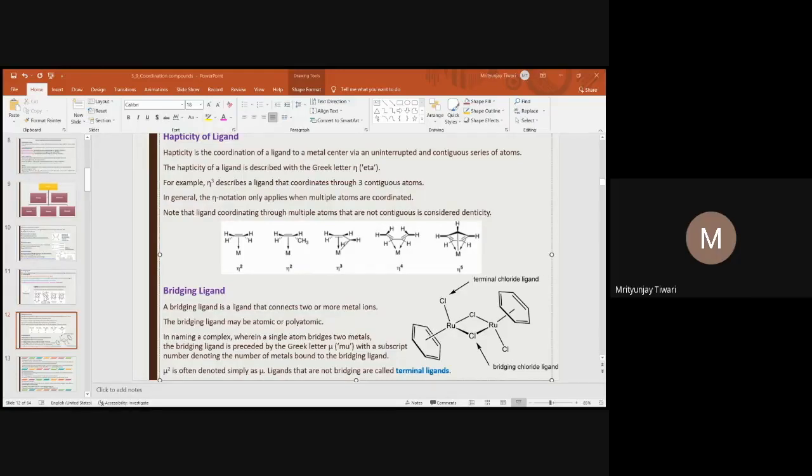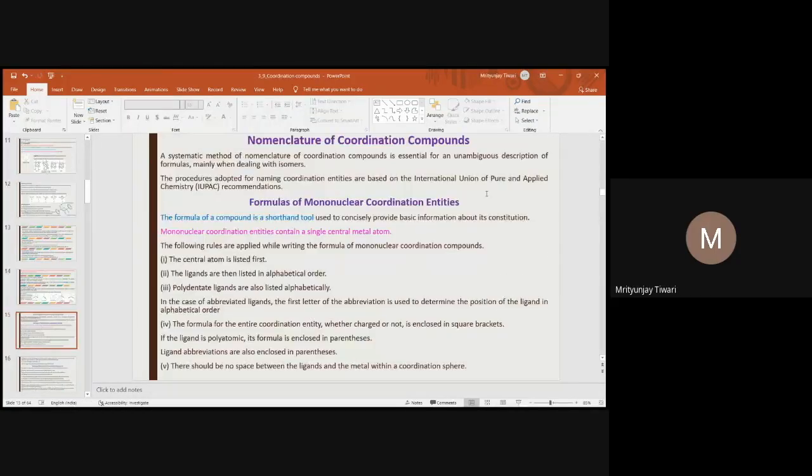I'll stop it here, and in the next lecture we'll see nomenclature of coordination compounds, and then we will also discuss isomerism in coordination compounds. I'll stop this lecture here.